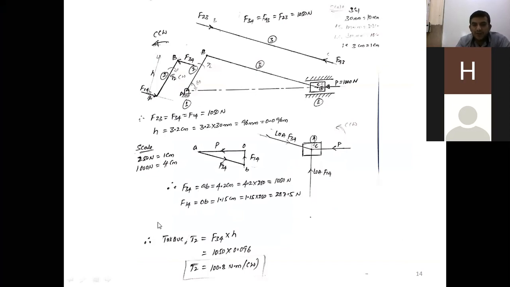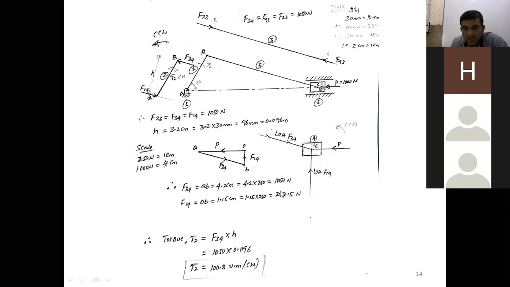Now F14 is equal to OB. Measure the distance OB, that is 1.15 centimeter you get. Multiply by the scale. What is the scale? 1 centimeter is equal to 250 Newton. Then you will get F14 is how much? 287.5 Newton. Now we know the magnitude of F34 and F14.